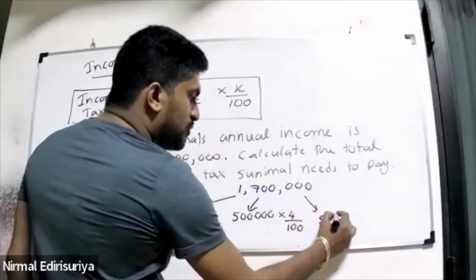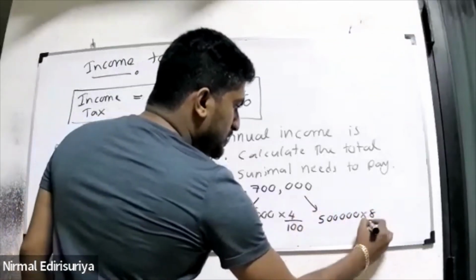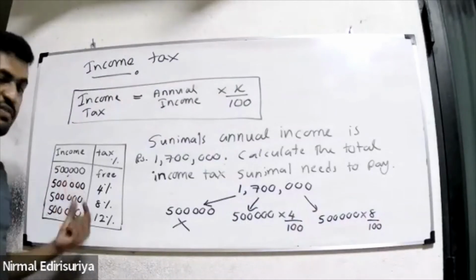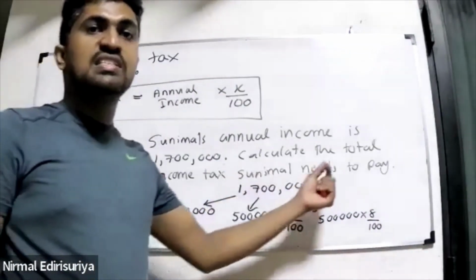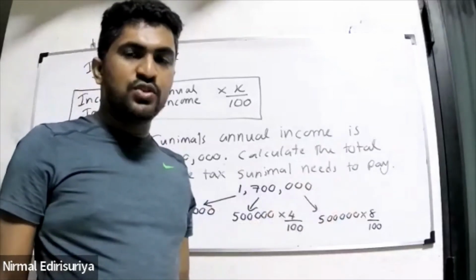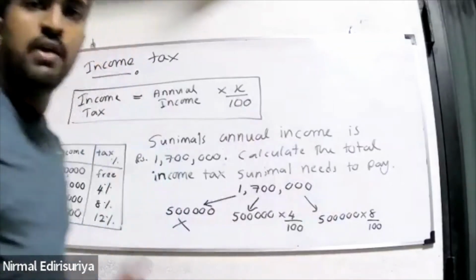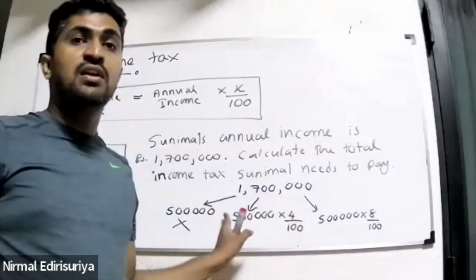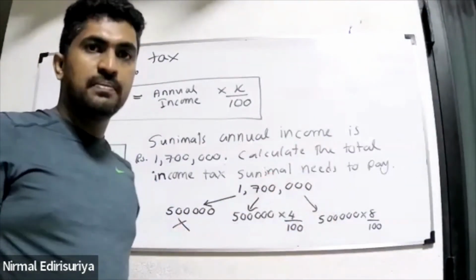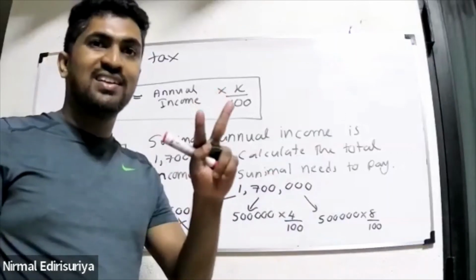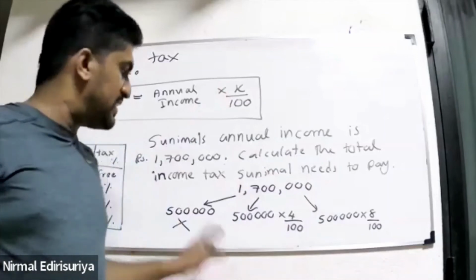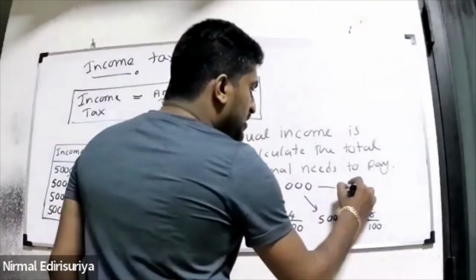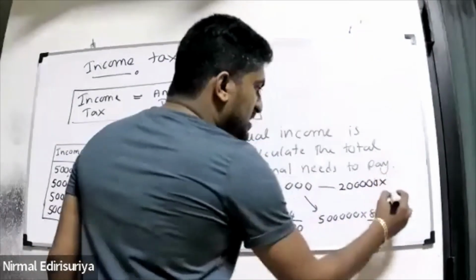The third 500,000 is counted under 8%. Can anyone tell me how much is remaining under the fourth category? Yes, Suvindu. The fourth category does not have the full 500,000 here. How much is remaining? Here 5, here 5, here 5, that is 1,500,000. How much more is there? Two hundred thousand. That is 1,700,000, and now up to here 1,500,000. So 200,000 is considered under the 12% category.